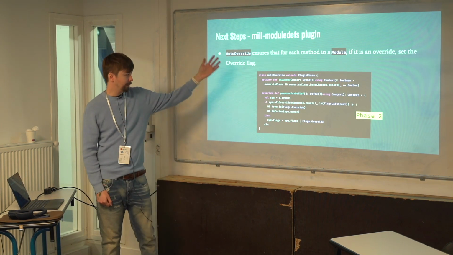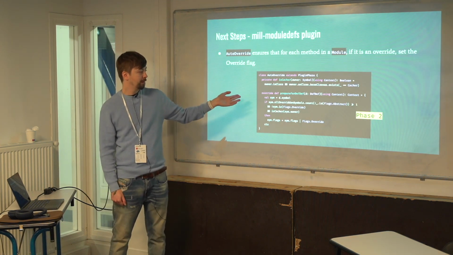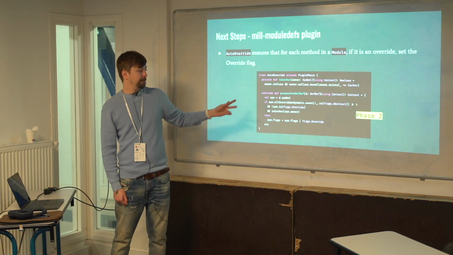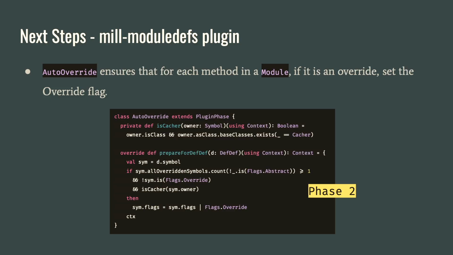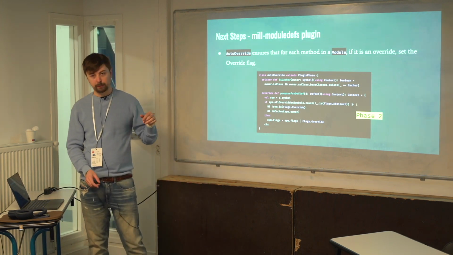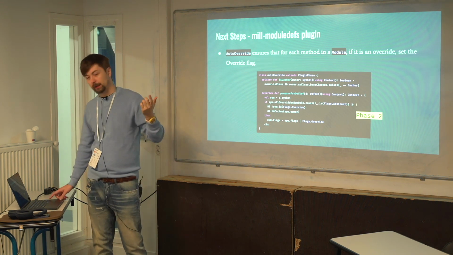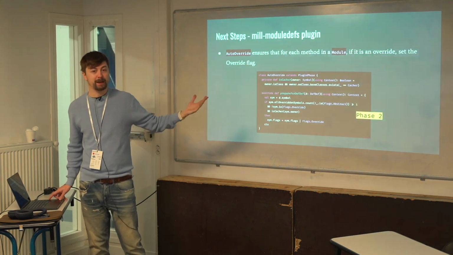And this is how the auto override looks like. You basically just look at a method, and if it overrides something that is not abstract and we're inside a module class, then we just add this override flag. So these were actually quite simplified compared to the Scala 2 implementation. So that was happy. It took like a couple of hours to do this.